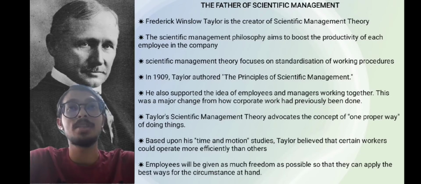Taylor's scientific management theory advocates the concept of one proper way of doing things. Based upon his time and motion studies, Taylor believed that certain workers could operate more efficiently than others. Employees will be given as much freedom as possible so that they can apply the best ways for the circumstance at hand.